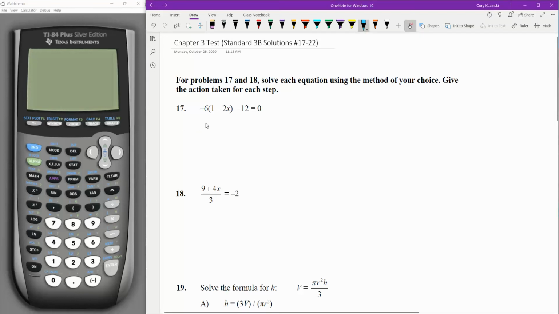So my first step here is going to be to get rid of that negative 12. So to do that, I'm going to add 12 to both sides. So I'll put that right here. Add 12 to both sides.